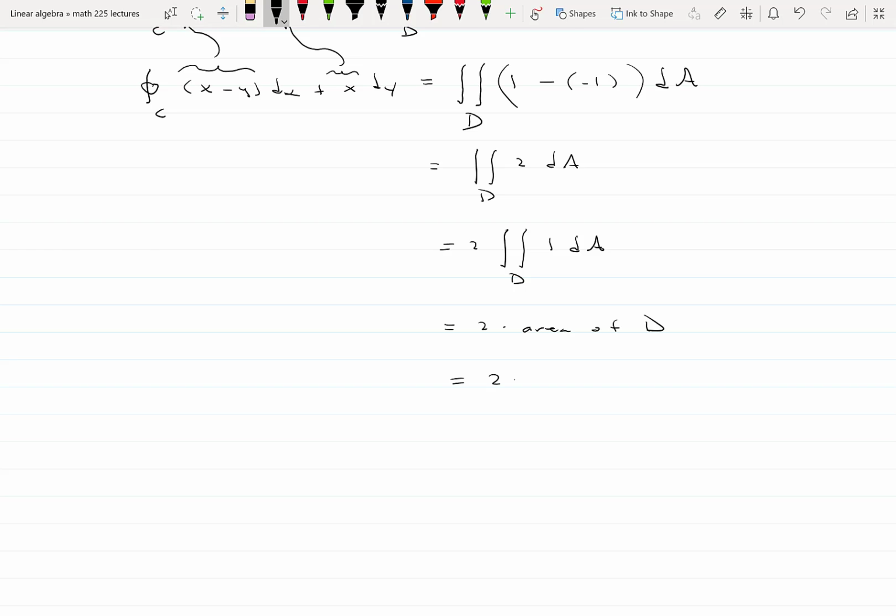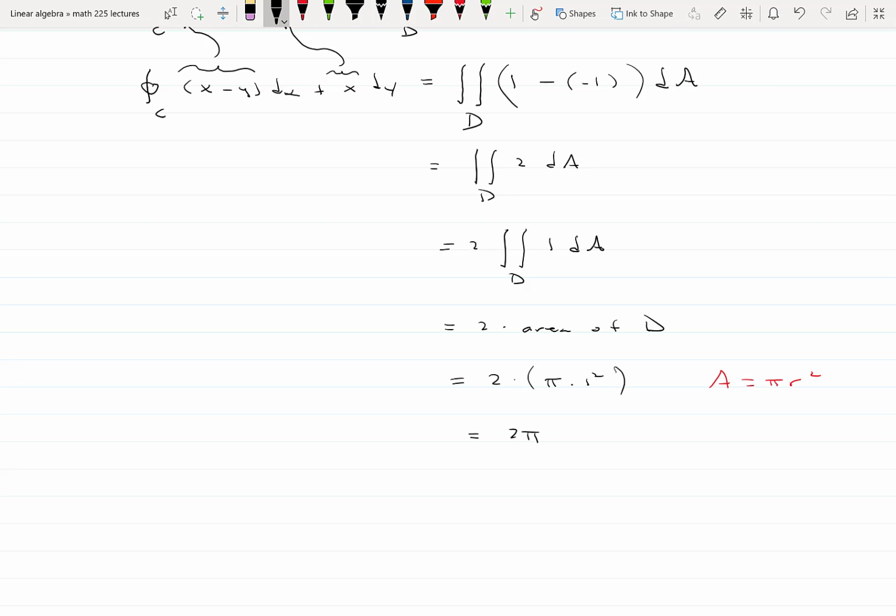So the area of D is just the area of a unit circle. It's pi r squared, pi times 1 squared. All I used was area equals pi r squared, where r equals 1. Okay, so we get 2 pi. Oops, let me draw a little better. That's good. 2 pi. Okay, so that's how Green's theorem works.